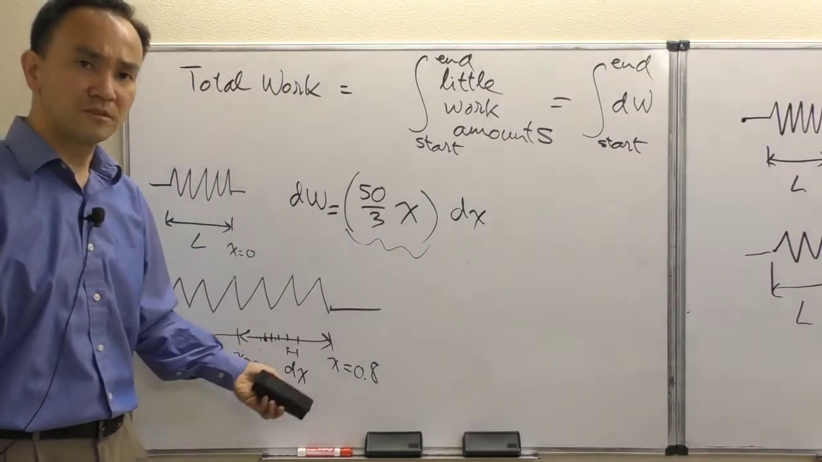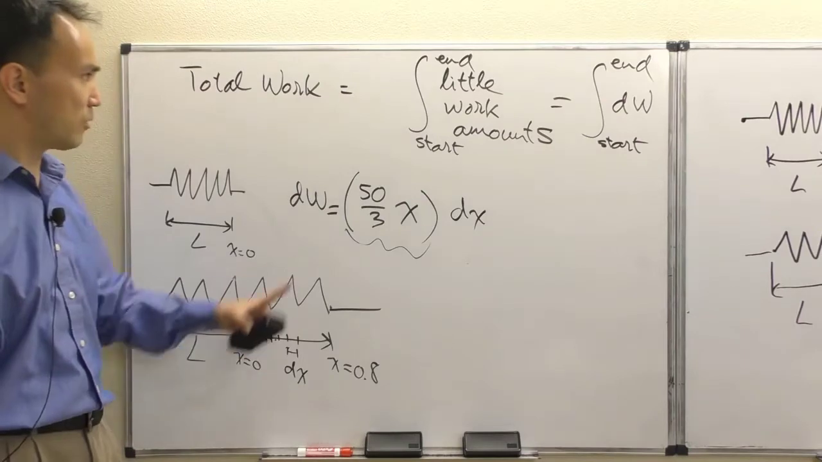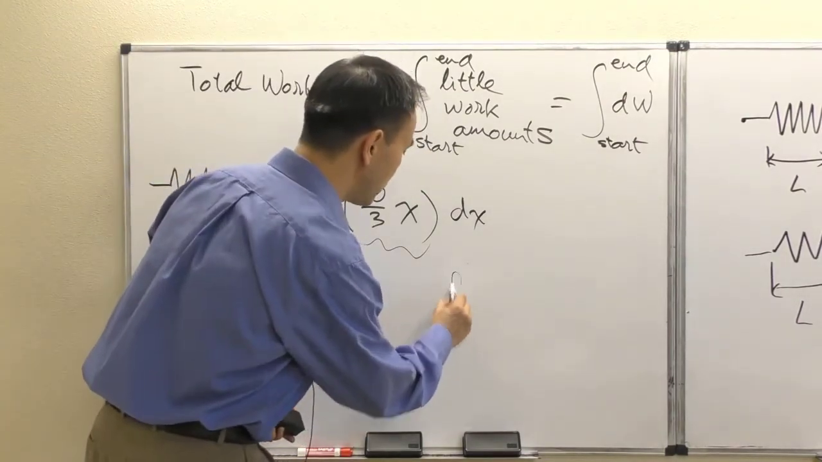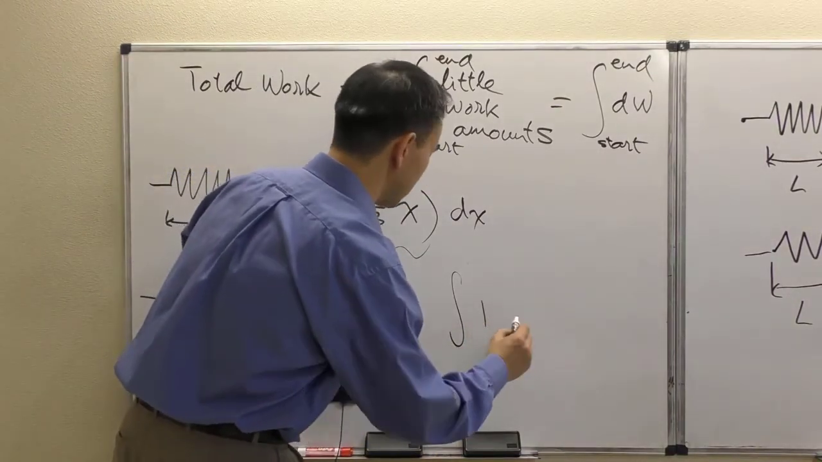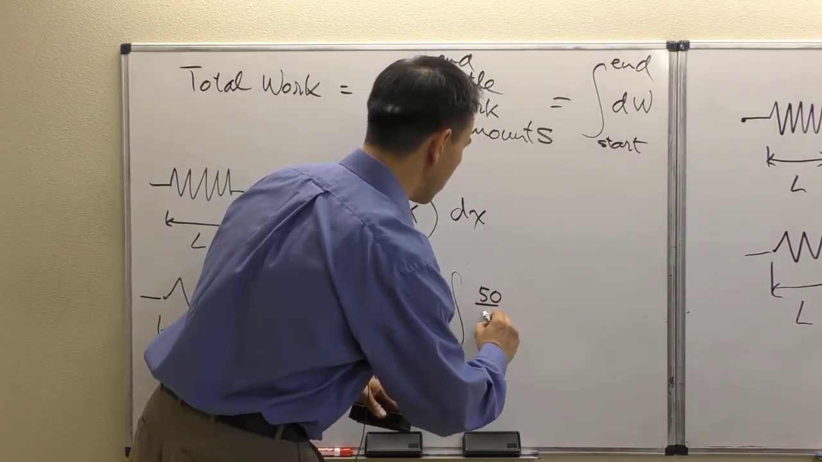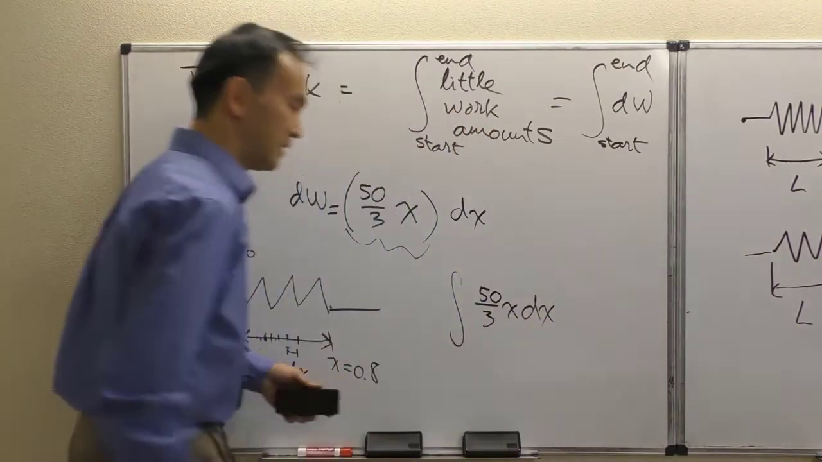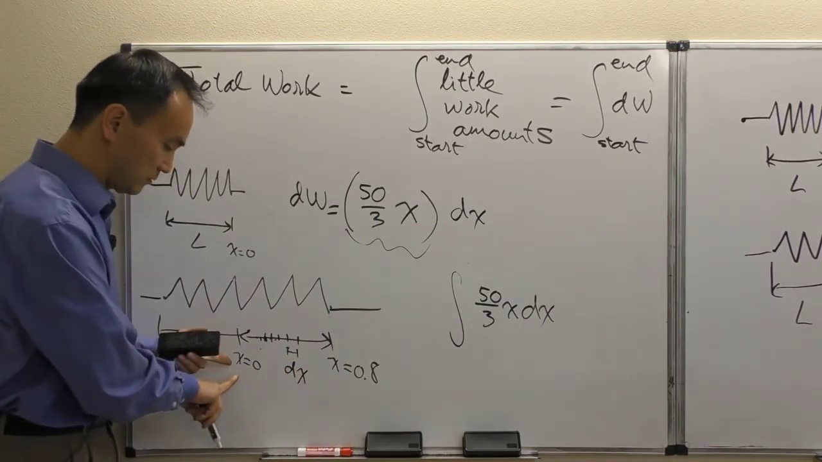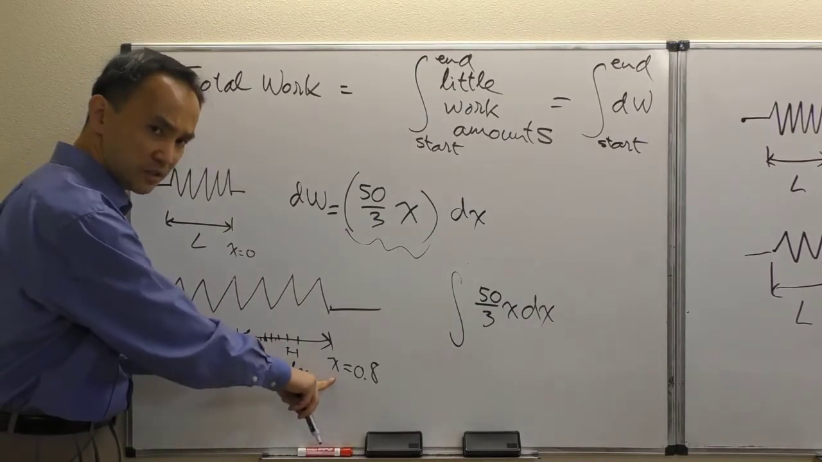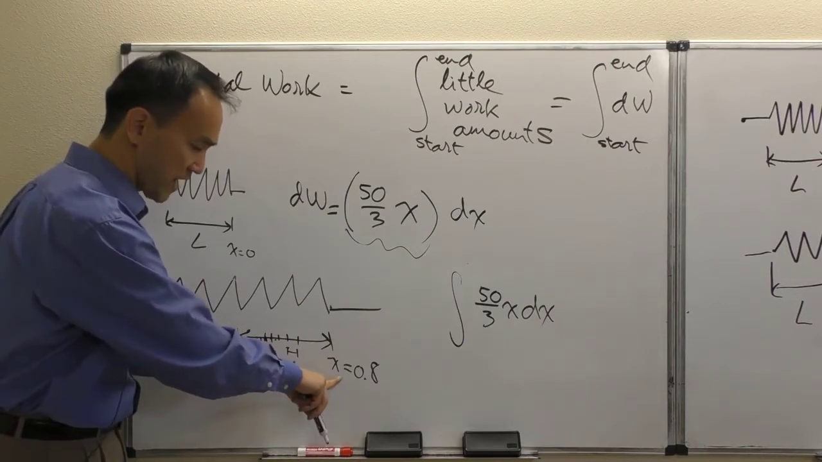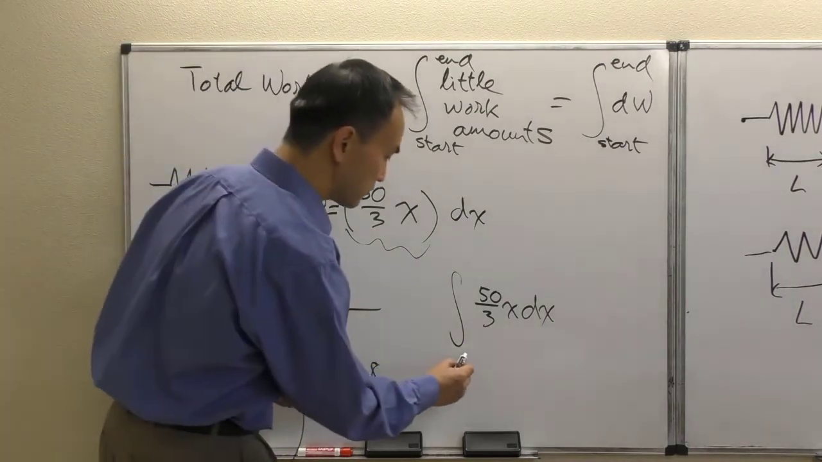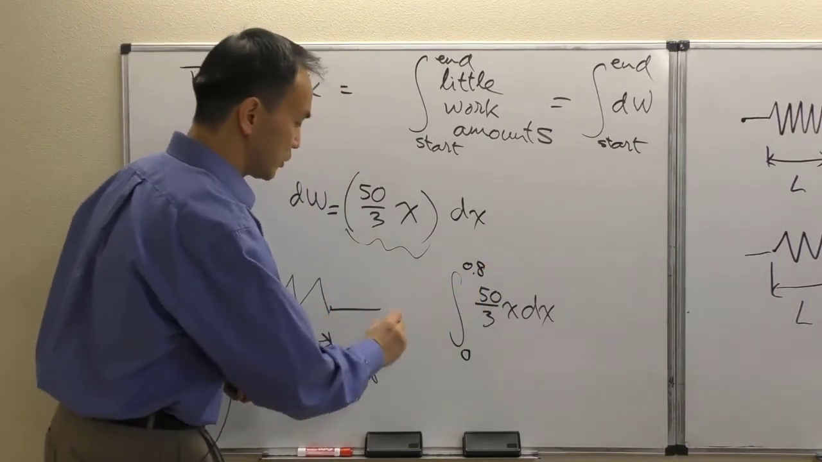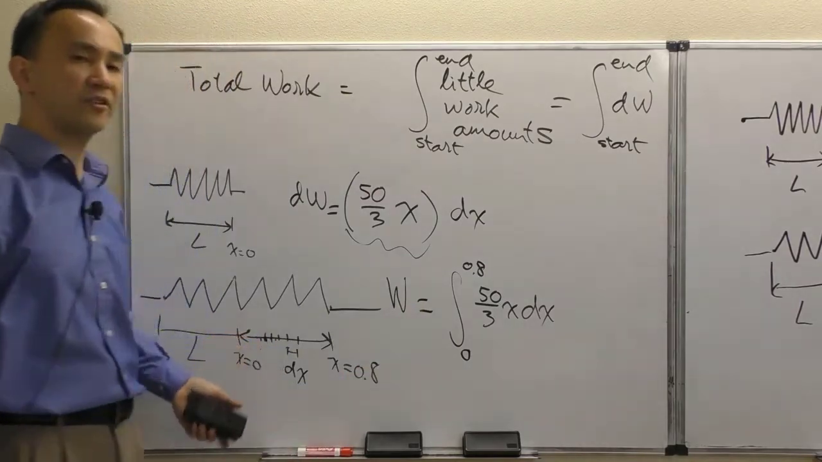So now, according to the fundamental I explained earlier, we want to accumulate all of these little work amounts. So now I have 50/3 x dx. We want to accumulate, and the picture here is making it clear. We're accumulating from no stretch to the most at the end of our problem here, when x equals 0.8. So now I'm going from 0 to 0.8. That completes my integral to calculate the total work amount right here.